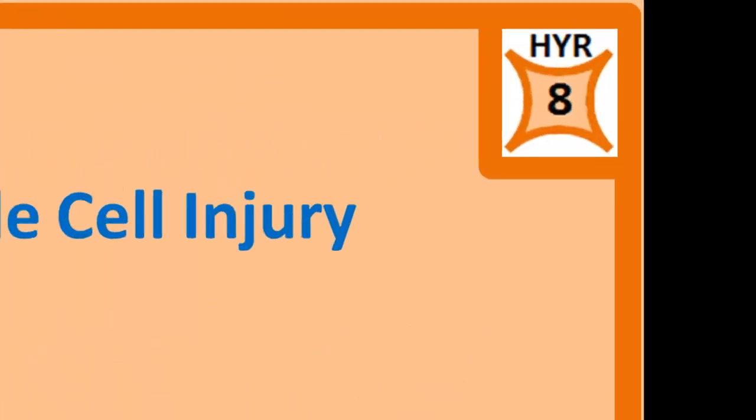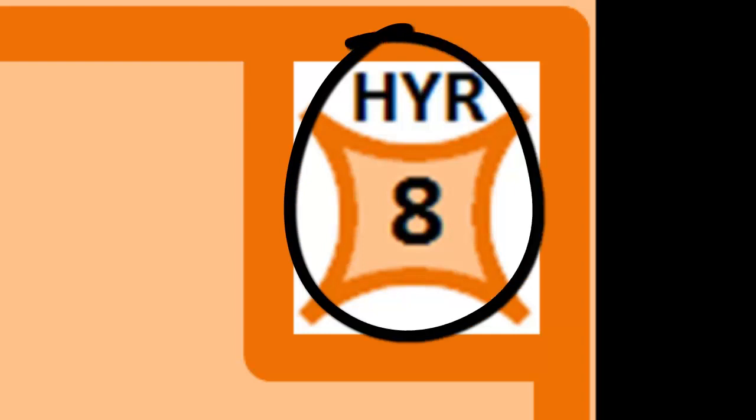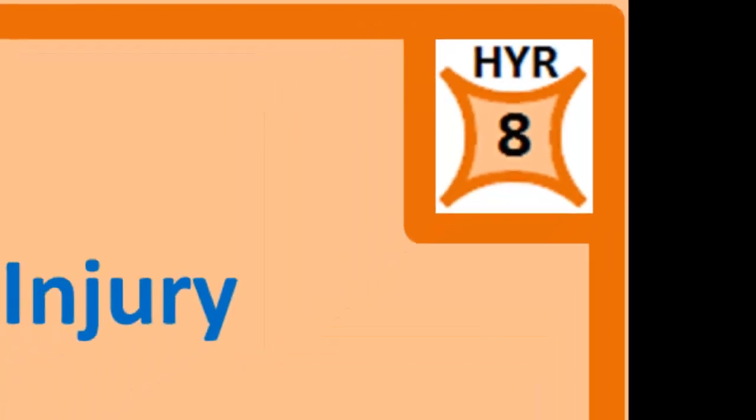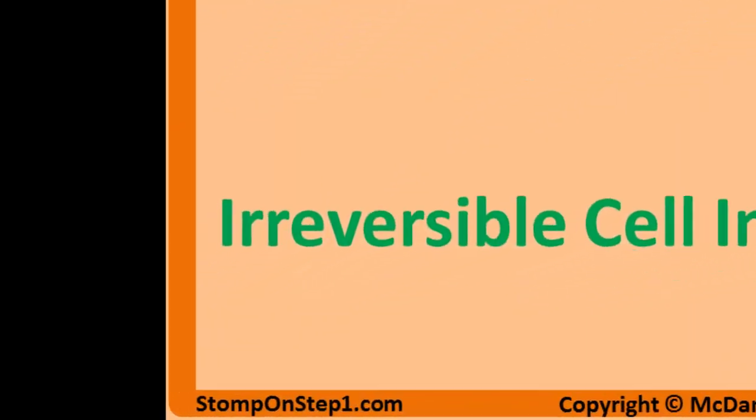You can see at the top right corner that I give the difference between reversible and irreversible cell injury a high yield rating of 8. For those of you that don't know what that is, it's a rating scale from 0 to 10, giving you a rough estimate for how likely you are to see certain topics on the Step 1 exam. And if you'd like to learn more about the high yield rating or how it's calculated, you can head here to my website.